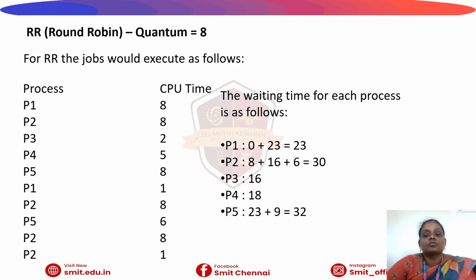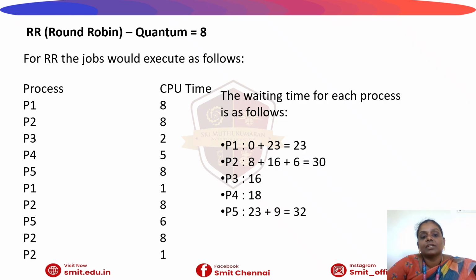The waiting time for each process is as follows. P1 first gets 0, and then P1 enters again, so the waiting time is 23, so 0 plus 23 is equal to 23. P2 enters for 8, and then P2 comes again, so the waiting time is 16, and then P2 enters again with a waiting time of 6. So 8 plus 16 plus 6 is equal to 30, and then P3 is coming.